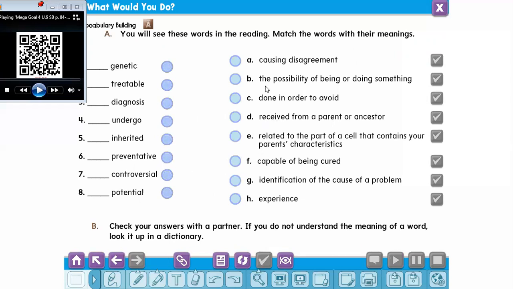Because we are going to need these words in the reading text. So I want you to put them on your minds. I want you to match them in a correct way and put them on your minds. Okay, this is the homework.